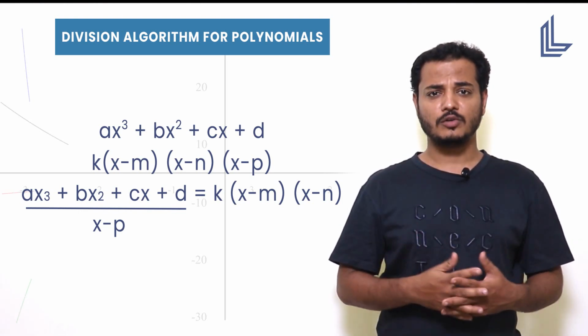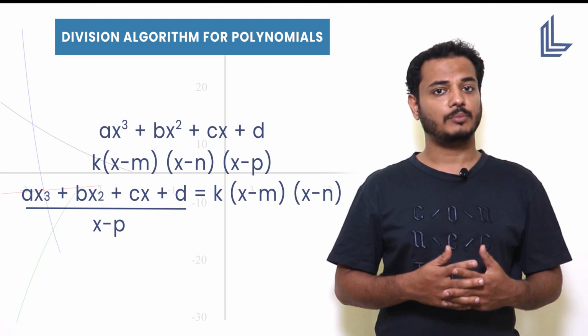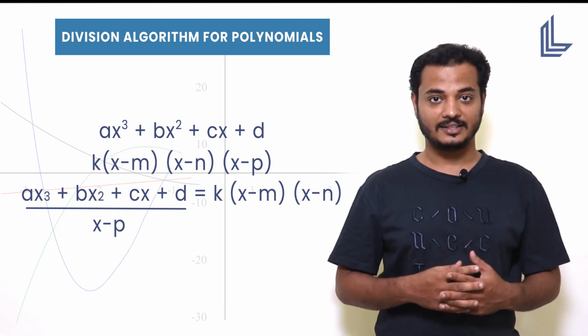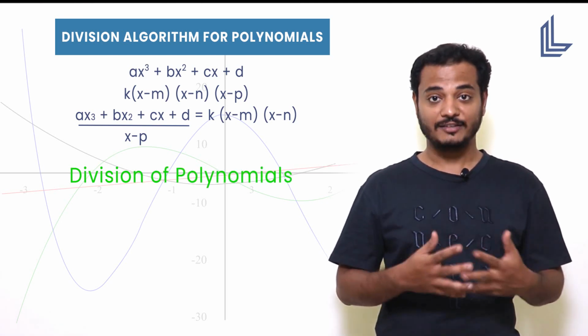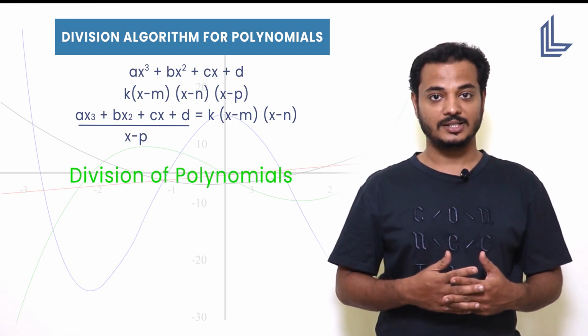Now to do all of these, we need to know one important thing. And what is that? We need to know how to divide polynomials. Only if we know how to divide the polynomials, we will be able to find the unknown factors.